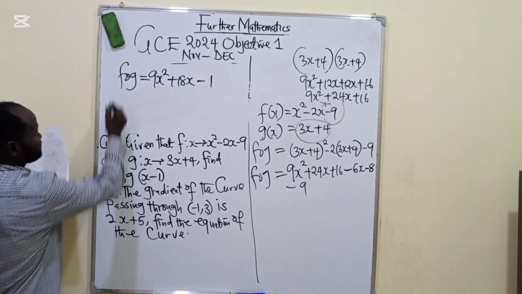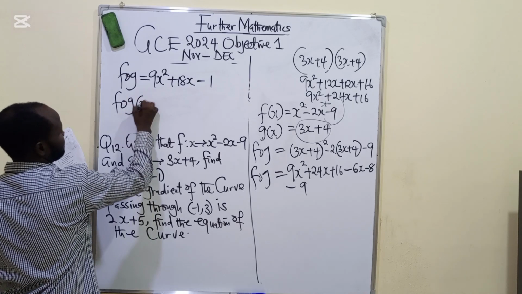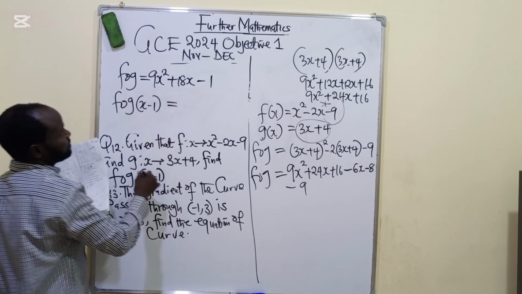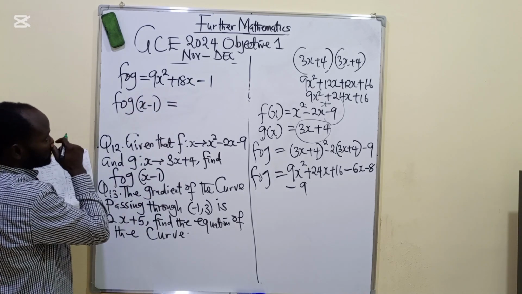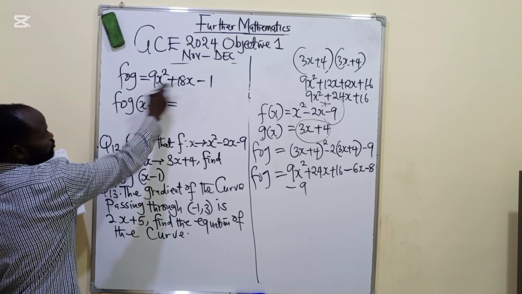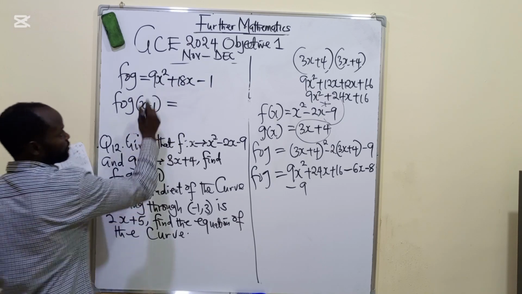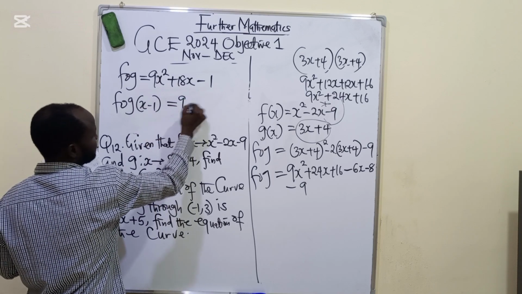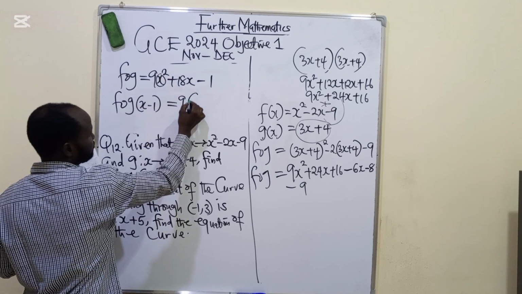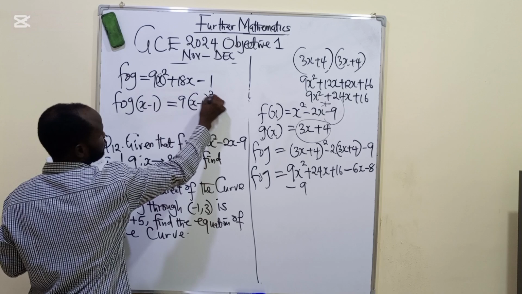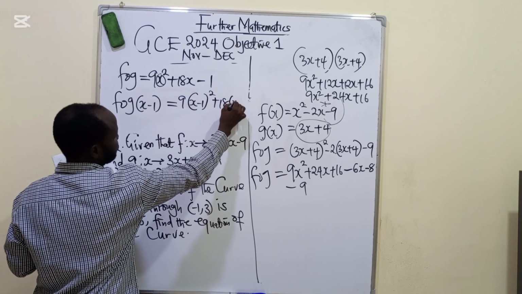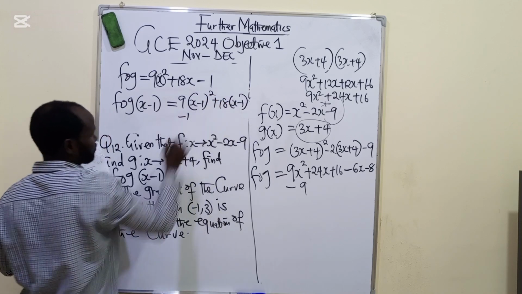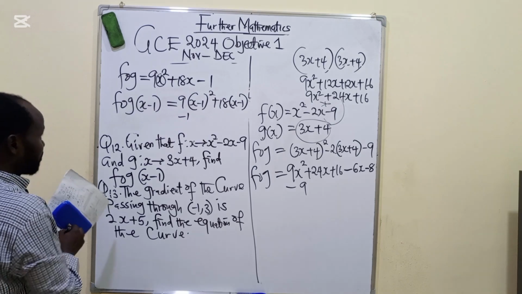What does that mean? f of g of x minus 1 means we substitute x minus 1 into this function. So anywhere we see x now, we put x minus 1. This will be 9 into, in place of this x now, we put x minus 1 all squared, plus 18 into x minus 1, then minus 1. Then we now simplify.